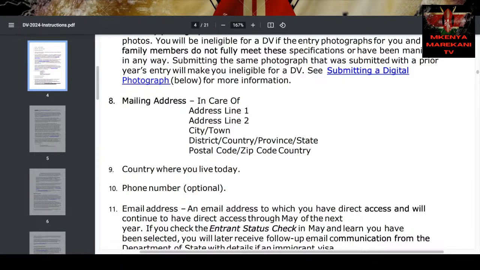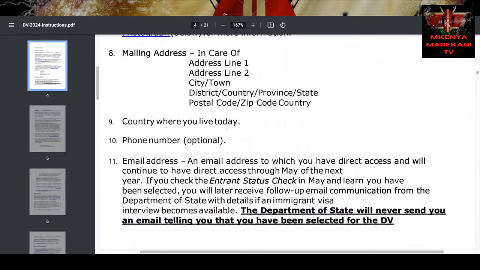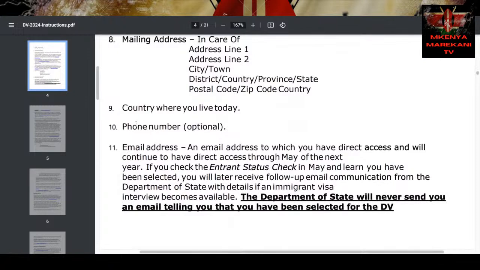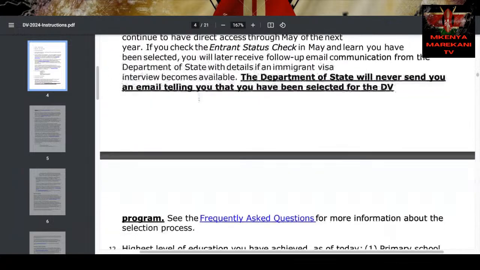Because in America we are identified by where we live. So our address is where we live. It narrows it down to where you live. So everybody is identified by their mailing address. Your mailing address sometimes also shows you where you live, and then the country where you live today. So we already tackled all those.